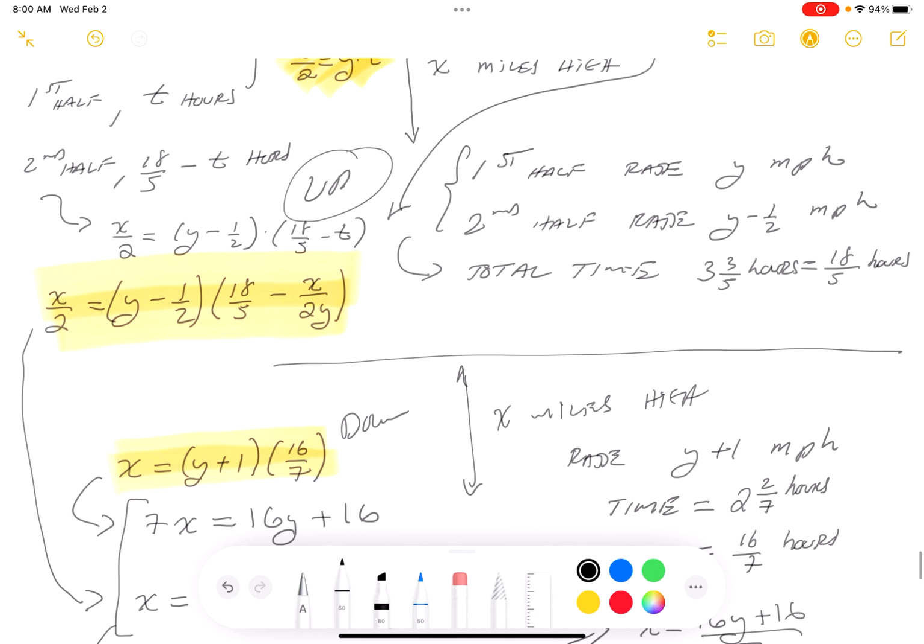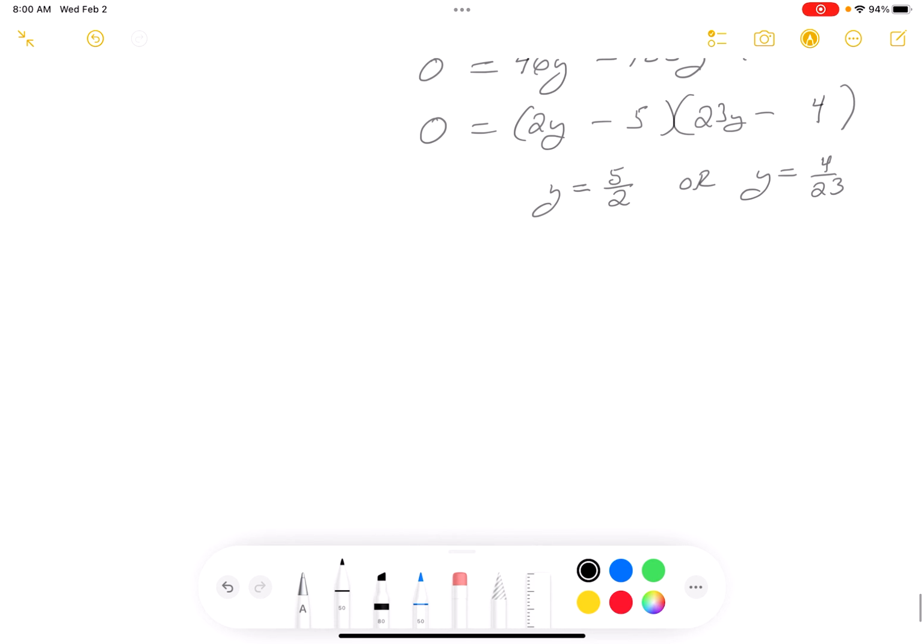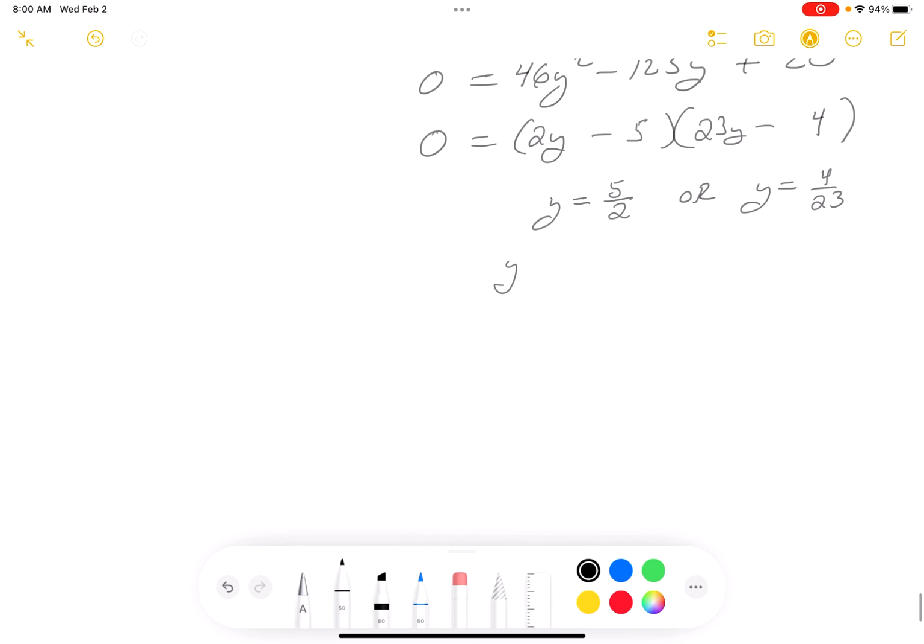And y is the rate. So this is miles per hour. So this is one answer. I don't know if it's the right answer, by the way, but that's 2.5 miles per hour. And what's this one going to be? Well, that's really a slowpoke, right? This would be 4 over 23 miles per hour.